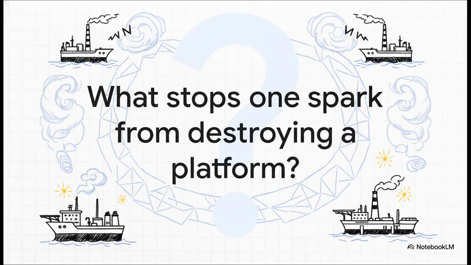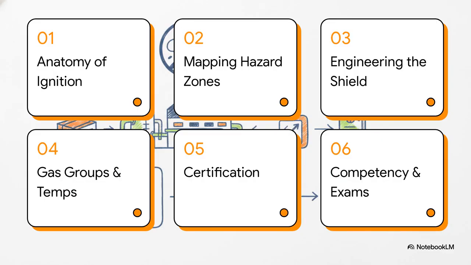I want you to think about this for a second. An offshore FPSO, a floating production, storage, and offloading vessel, is essentially a giant floating refinery packed with explosive hydrocarbons. You've got heavy machinery, intense electrical currents, and combustible gases everywhere. So what stops a single microscopic spark from destroying the entire platform? The answer isn't luck, and it certainly isn't guesswork. It's precise, provable engineering.